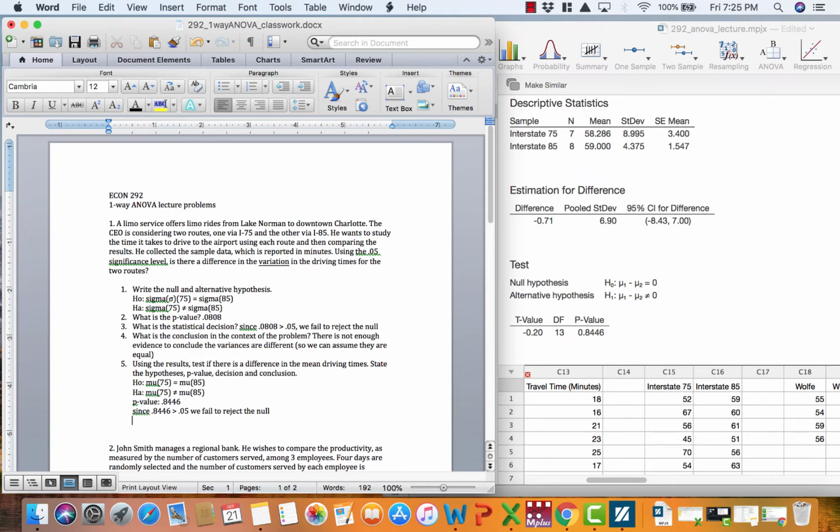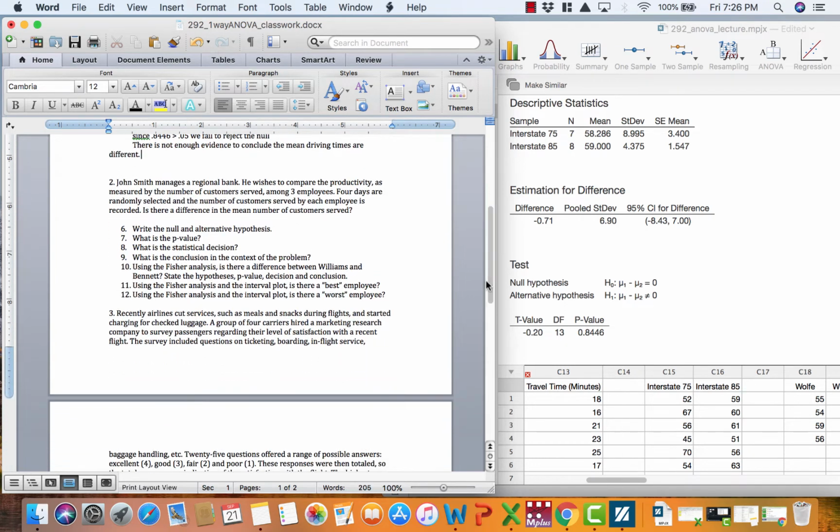All right, what does this mean? There is not enough evidence to conclude the mean driving times are different. Okay, so that is an example of how you use the variance test to give you information to run a two-sample t-test for means.